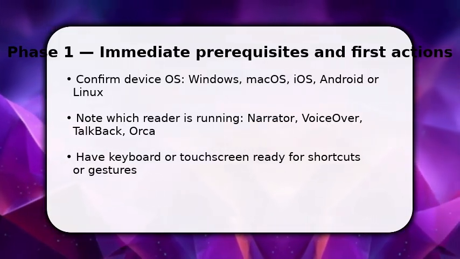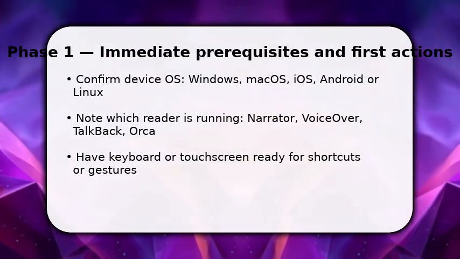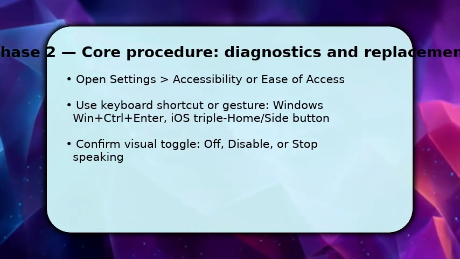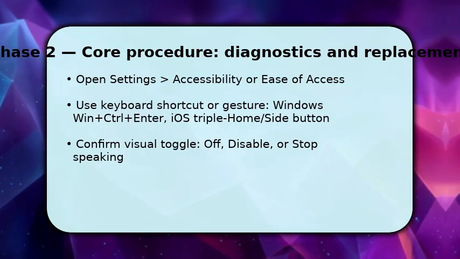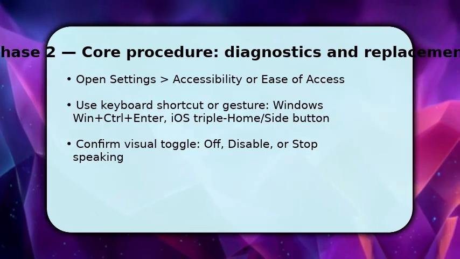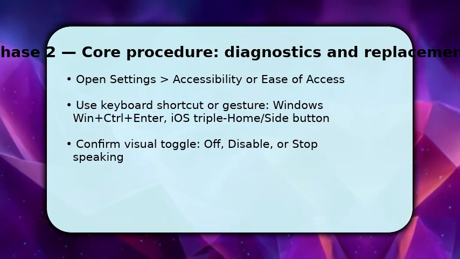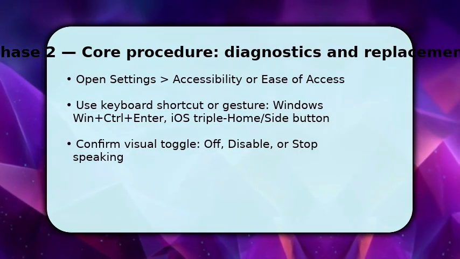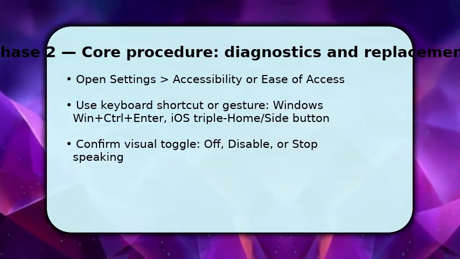Now head straight to accessibility or ease of access, because that is where you'll toggle the service off. Next, execute the specific toggle for your platform. On Windows, press Win plus Control plus Enter to stop Narrator. On Mac OS, press Command plus F5 or use System Settings, Accessibility, VoiceOver. On iOS, use the side or home button triple press or Settings, Accessibility. On Android, open Settings, Accessibility, TalkBack and flip the switch. Make sure to confirm any dialog that asks to stop the service.